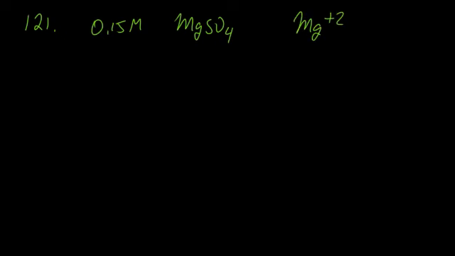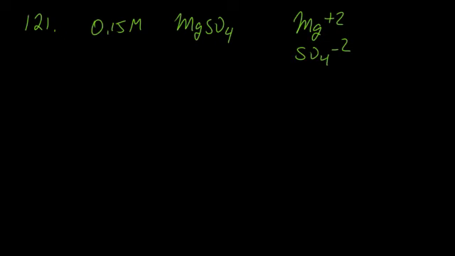121 reads, how many equivalents per liter of sulfate ion, SO4 2 minus, are there in a 0.15 molar solution of MgSO4? All right, so we have a 0.15 molar solution of MgSO4. Thinking about this, Mg is going to be plus 2, SO4 is going to be minus 2. So every time this molecule dissolves in water, it's going to break up into 1 magnesium ion and 1 sulfate polyatomic ion. All right, so 121.